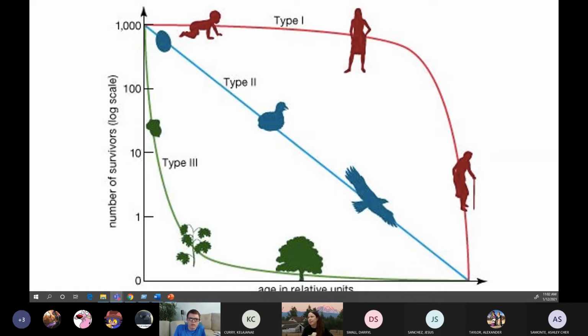So draw those 3 curves in. Type 1, type 2, type 3.